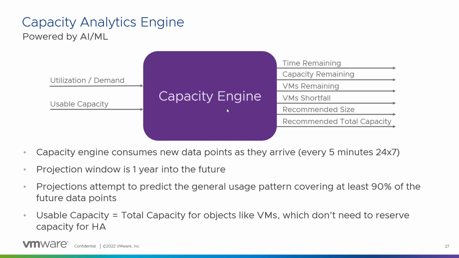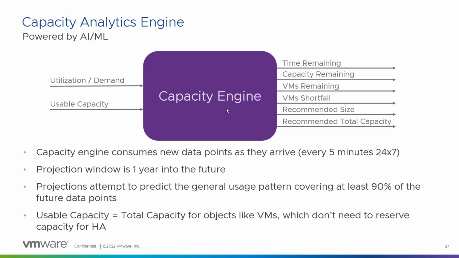Every time there's a new data point that comes in, it'll do these projections up to a year into the future. And then it tries to predict the usage, or the demand, of that workload, and it tries to fit as much of the workload as it can. As mentioned here, it covers 90% of the future data points. That can be configured. I'll talk a little bit about how you can configure how much of the peaks in usage actually gets incorporated in those projections.